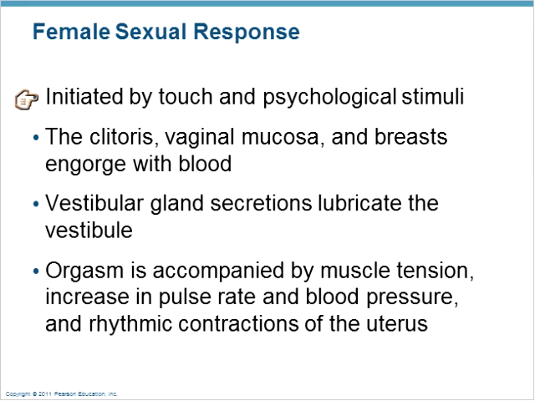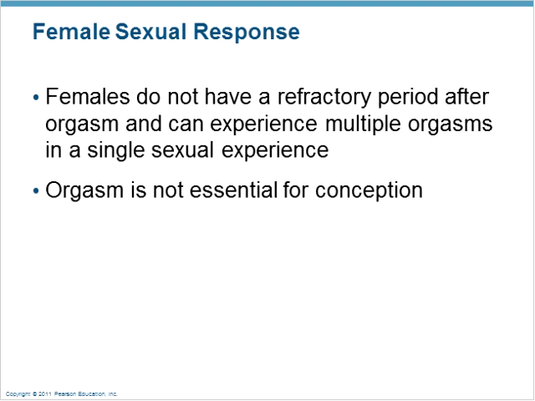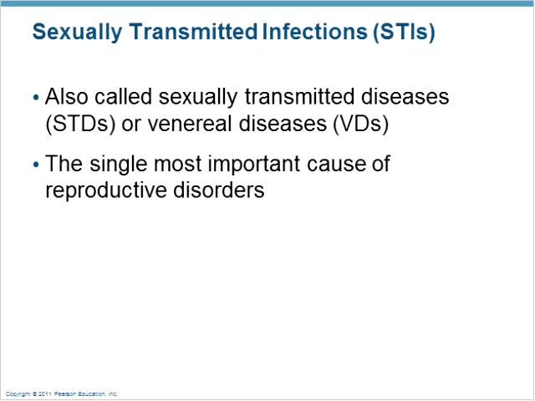Female sexual response is initiated by touch and psychological stimuli. The clitoris, vaginal mucosa, and breasts become gorged with blood. The vestibular gland secretes and lubricates the vestibule. Orgasm is accompanied by muscular tension, an increase in pulse rate and blood pressure, and rhythmic contractions of the uterus. Females do not have a refractory period after orgasm and can experience multiple orgasms in a single sexual experience. Orgasm is not actually essential for conception.